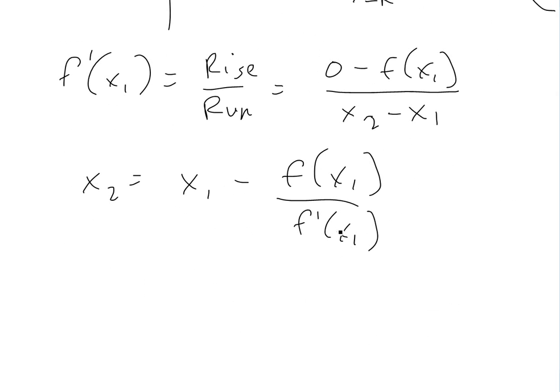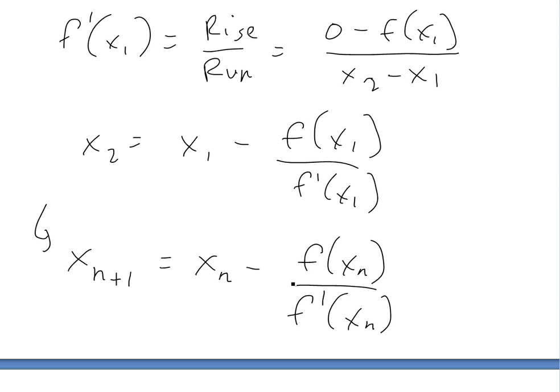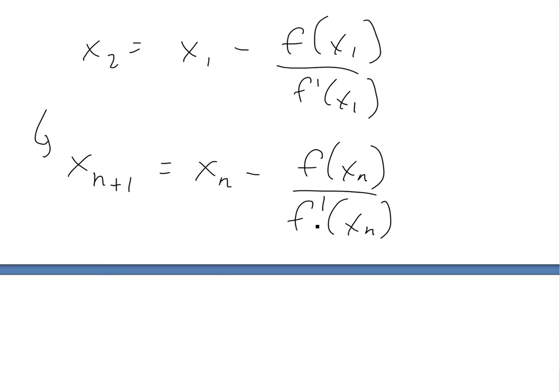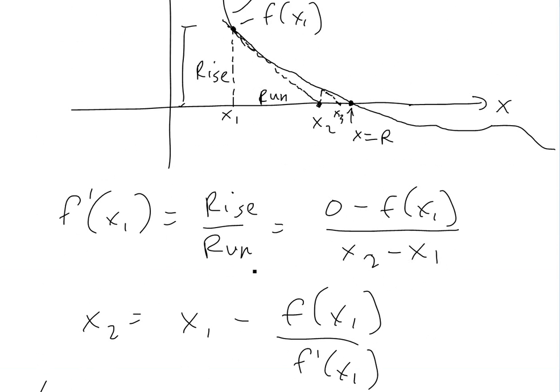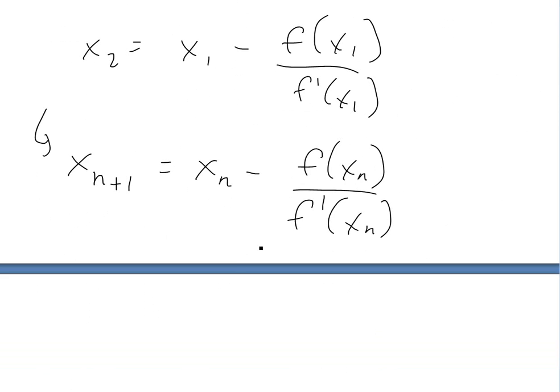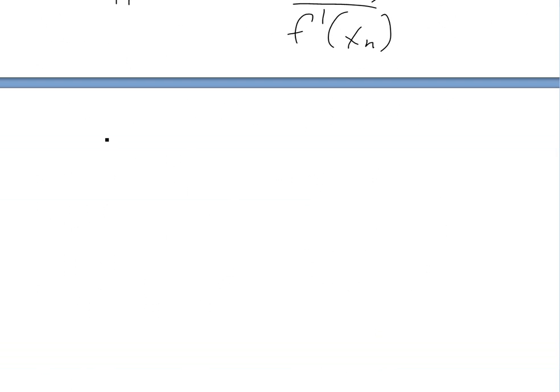So you keep doing this over and over again, and you get an iterative process: x n plus 1 equals xn minus f of xn divided by f prime of xn. This becomes the new starting point, and then you get a new x3, and it's closer and closer. You keep doing it until you get to the root. So that's basically the Newton's method recap from last video. Now let's do some examples.